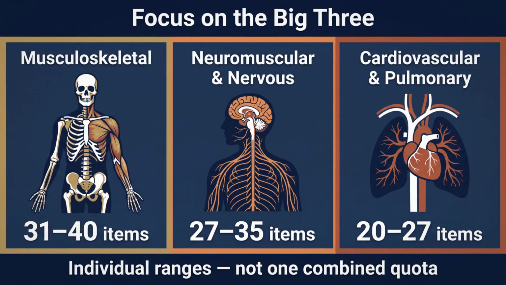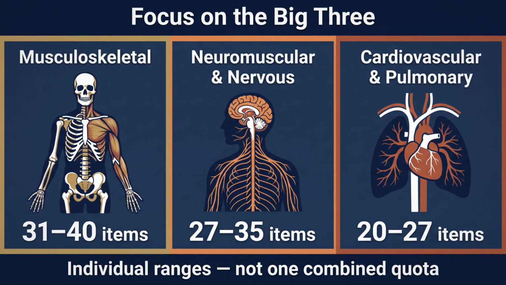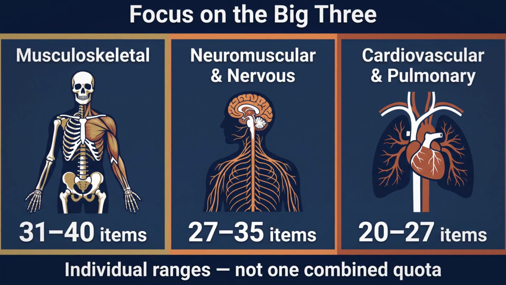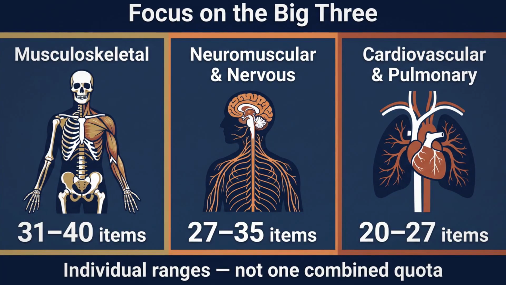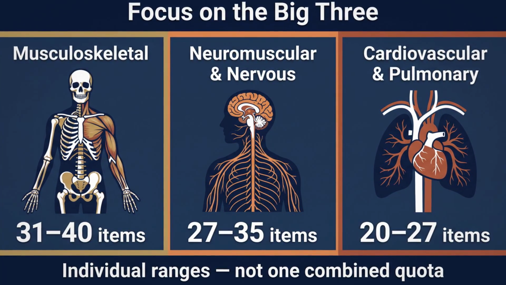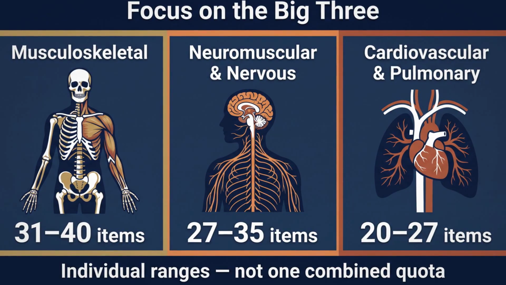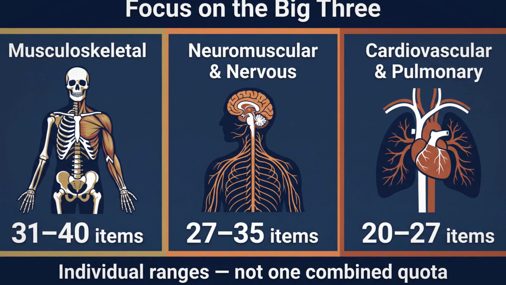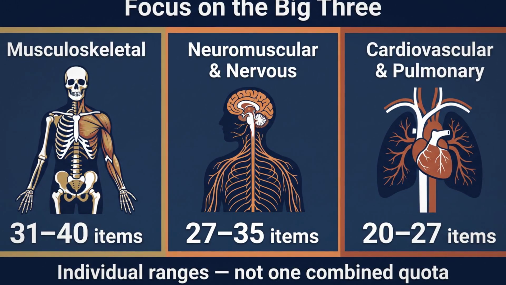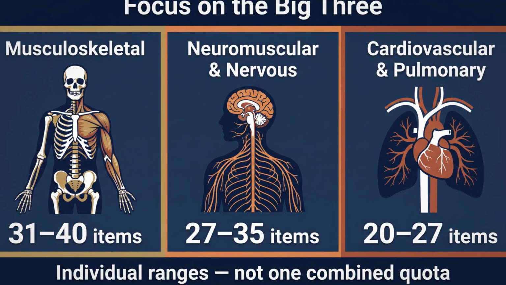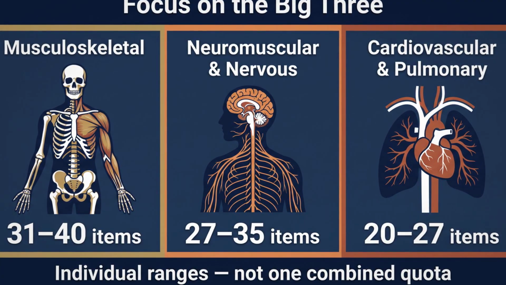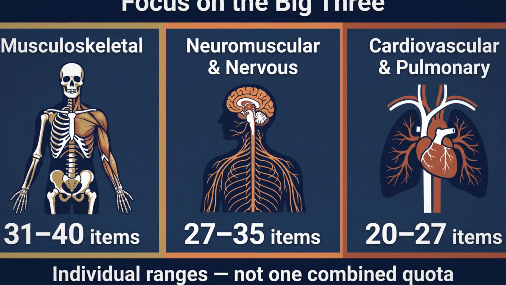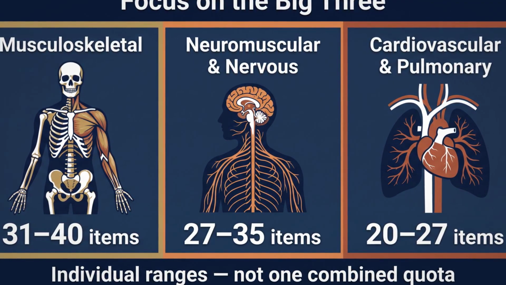Not all body systems are weighted equally. Musculoskeletal is the largest published range, at 31 to 40 scored items. Neuromuscular and nervous follows at 27 to 35, and cardiovascular and pulmonary at 20 to 27. These are individual ranges for valid exam forms, not 3 fixed quotas. Do not add their endpoints to predict a combined count on your exam. Use the ranges for broad planning. Give these systems early, repeated review while still covering every category.